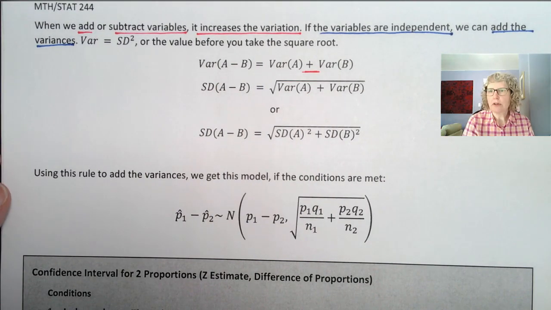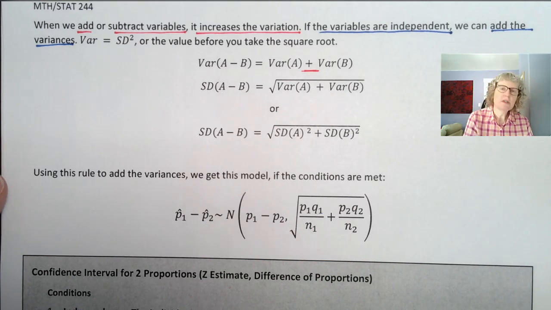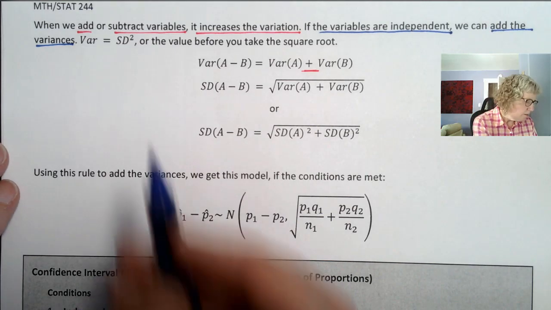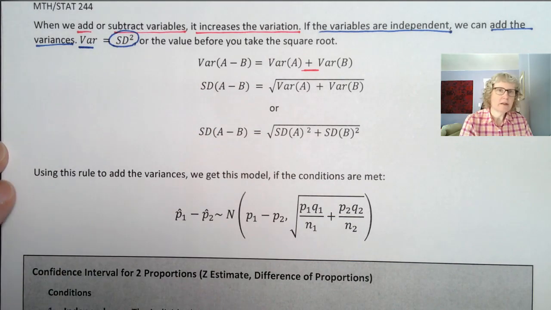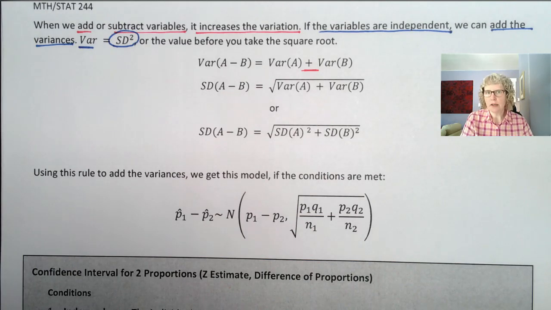We haven't used variance a lot in statistics. We mostly use the standard deviation. But the standard deviation squared is called the variance. Also, when you're calculating the standard deviation, it's the value before you take the square root. That's the variance. We use standard deviation more often in practical terms because it has the same units as the data. But there's this rule that the variances can be added if the variables are independent.